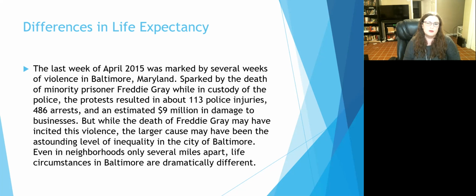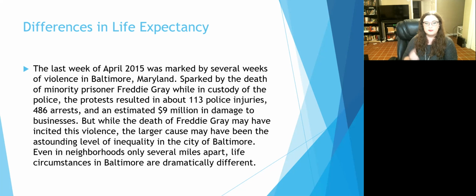So in the last week of April 2015, there was lots of violence in Baltimore, Maryland. This is because of Freddie Gray. He was a minority prisoner, and while in the custody of police, he ended up dying. Right? So he ended up having a death in police custody. There were massive protests throughout Baltimore. 113 police officers were injured, 486 people were arrested, and $9 million of damage happened to businesses. And while there might have been violence associated with this, the larger cause of a lot of these tensions wasn't necessarily just one death, right?